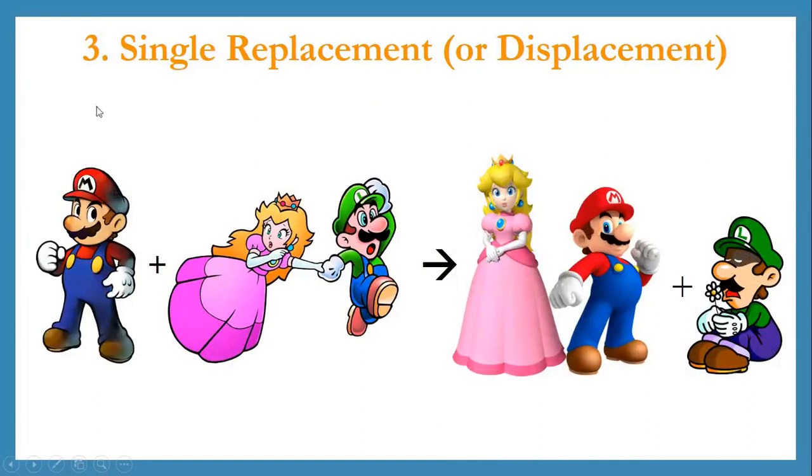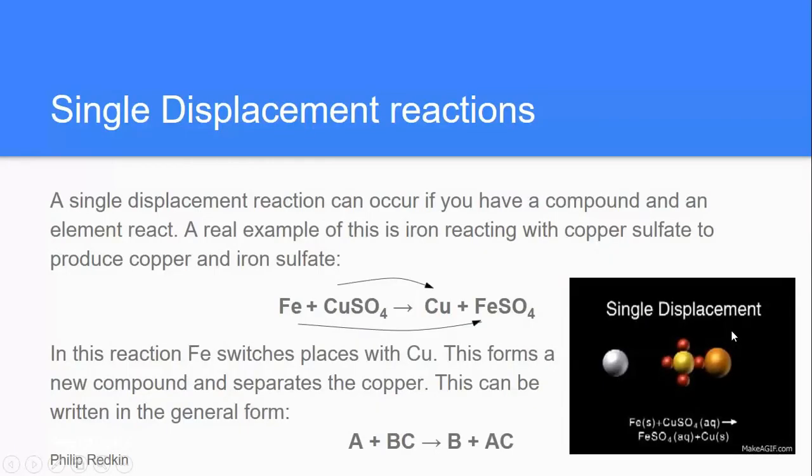And then single replacement is when usually one element breaks up a compound so that the one element is now part of the compound and one of the elements in the compound is left out on its own. For example, iron comes in and knocks copper off the sulfate, and then copper's by itself and iron has a sulfate. So here's the iron, it takes the sulfate away, and now copper's all by itself.